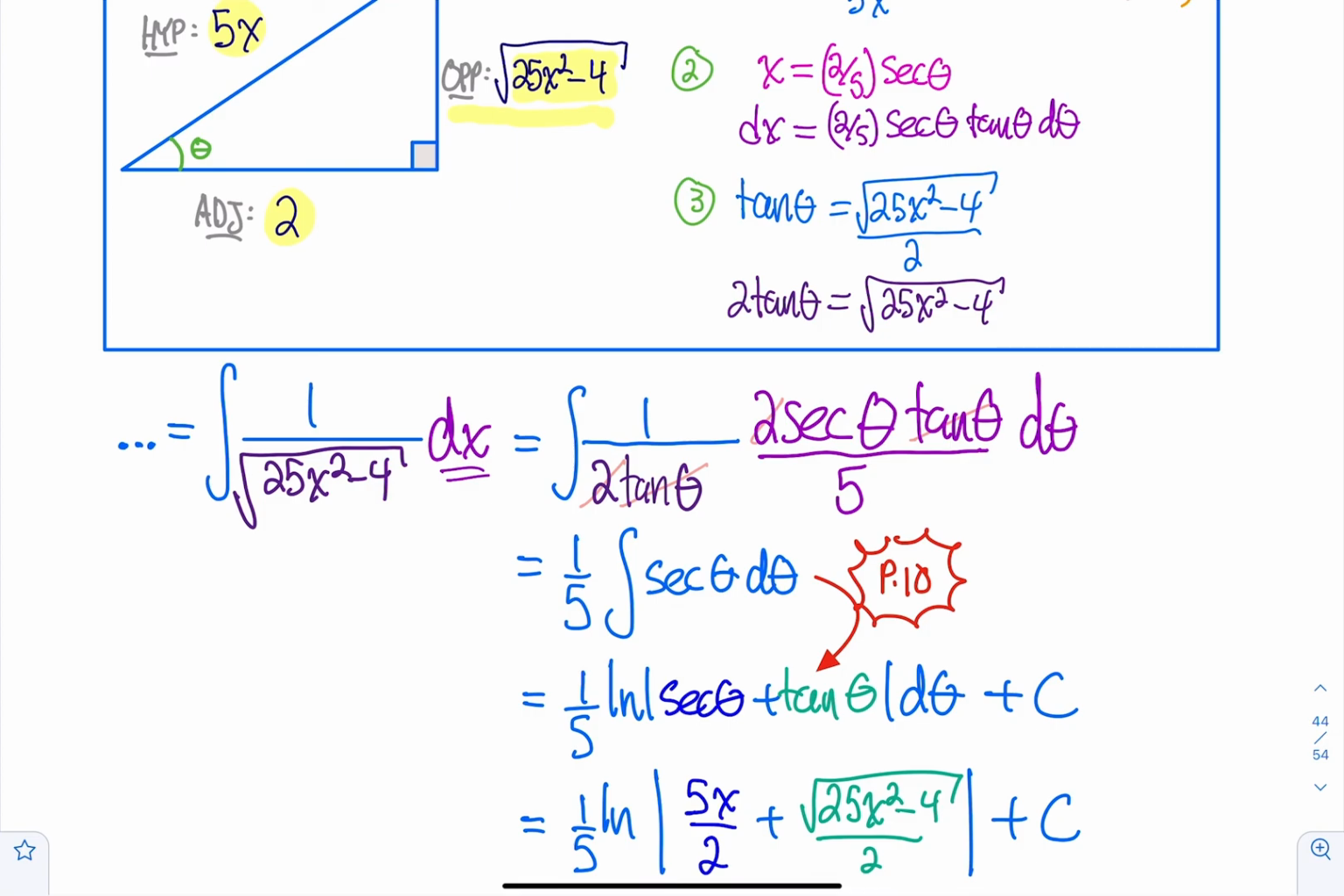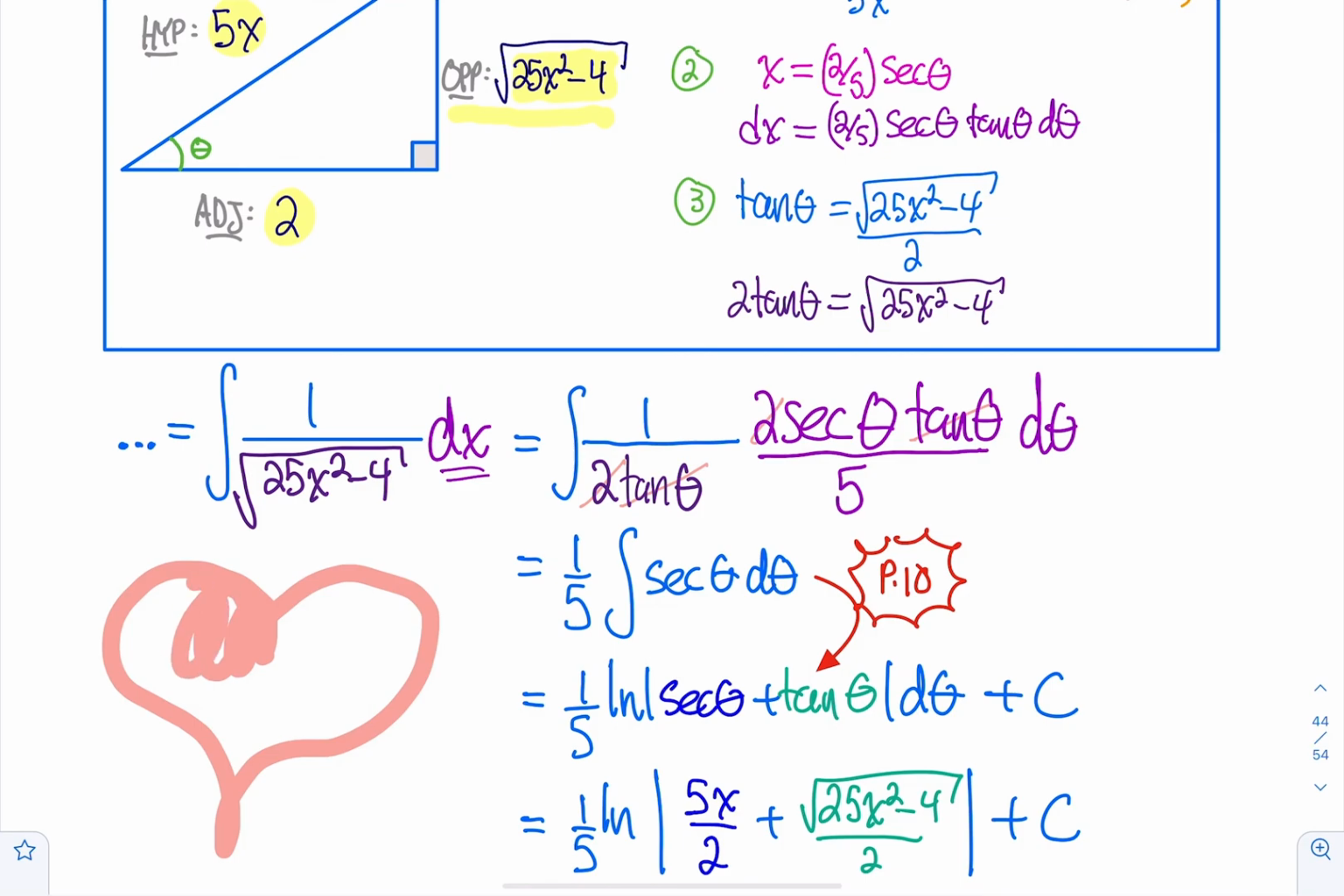Again, everything is rooted in setting up the right triangle correctly. All right, that's the third case and the last case for trigonometric substitution. That's all. Bye-bye.